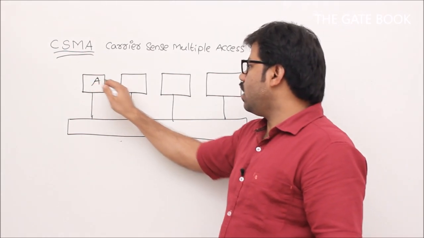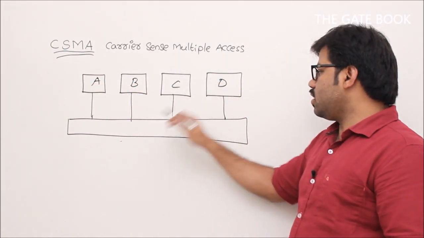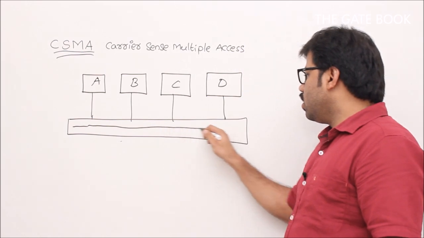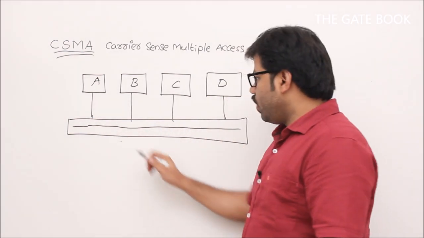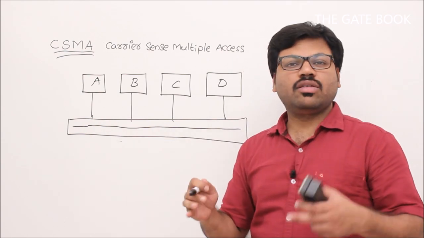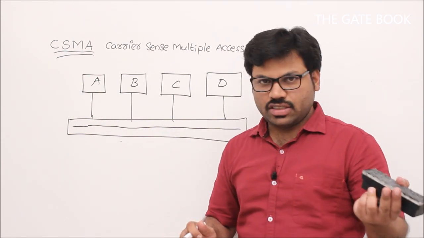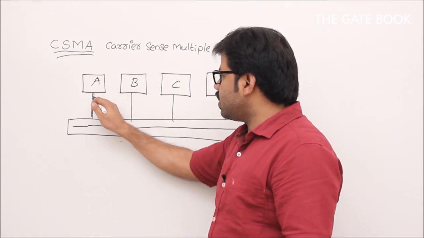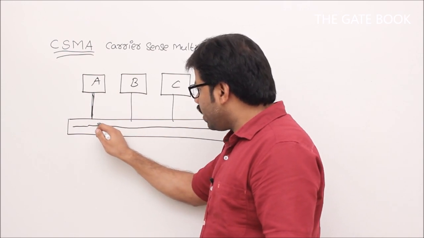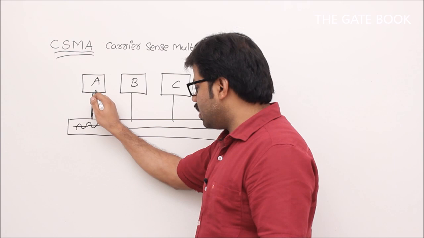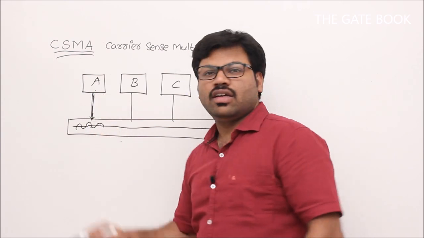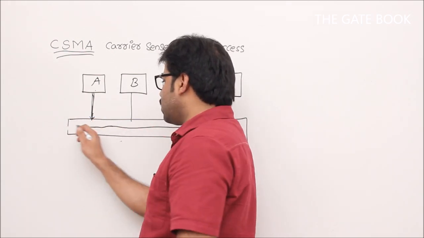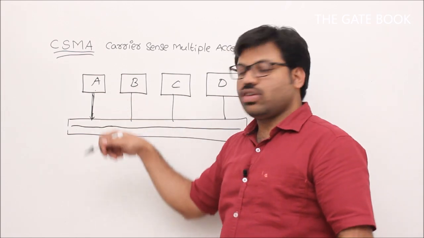Let's take 4 stations and generally they will be connected like this. This is the common medium, and let's take one example medium, that is copper cable. Initially when there is no signal propagating, the cable has no energy; whenever a signal propagates it will have some energy, right? So the stations can sense it. If there is no signal, the cable will not have any energy, and that also can be sensed.